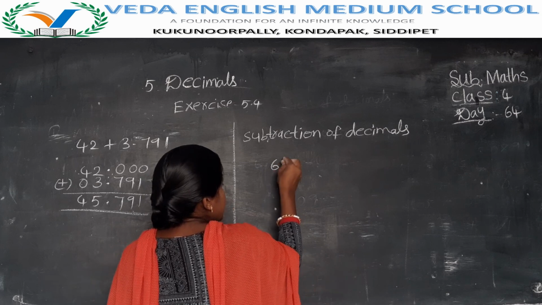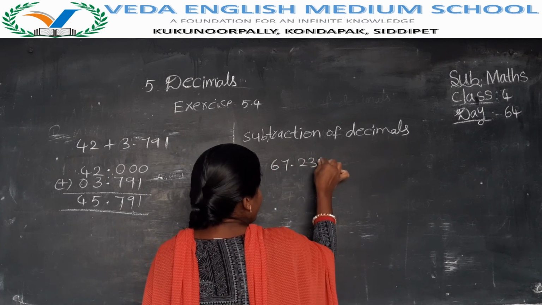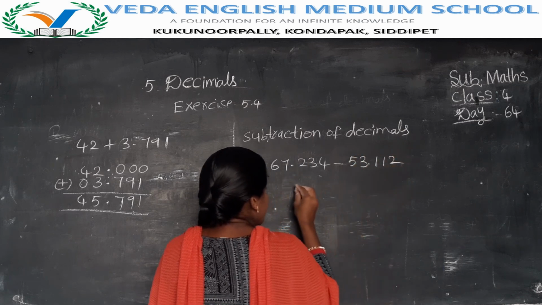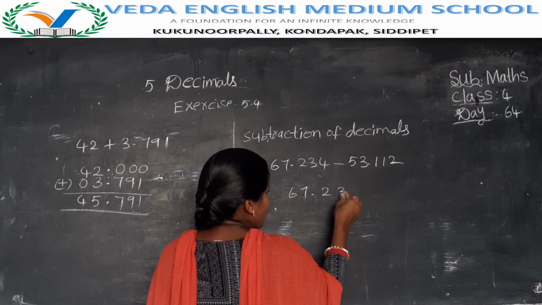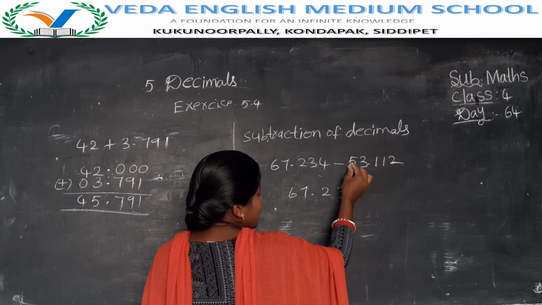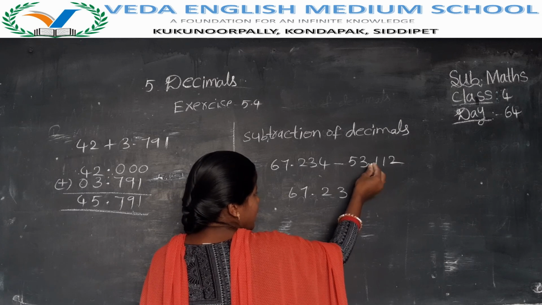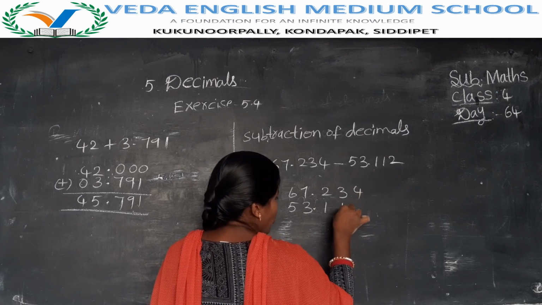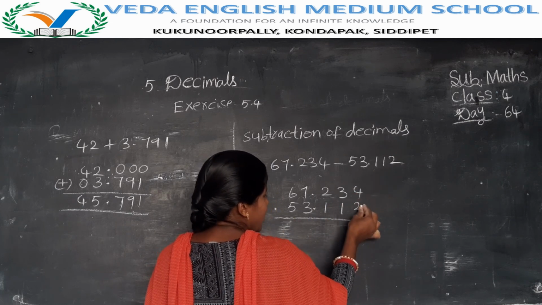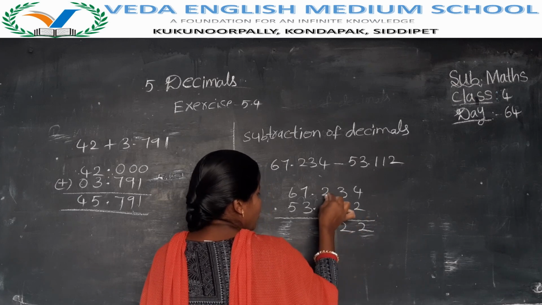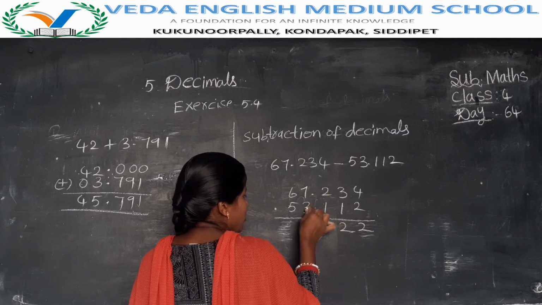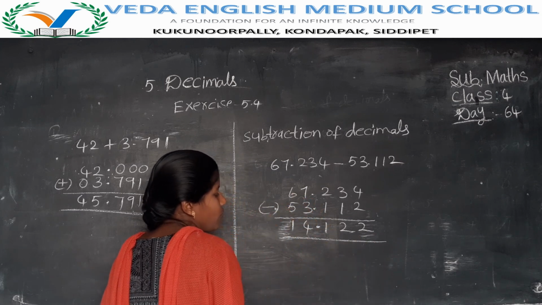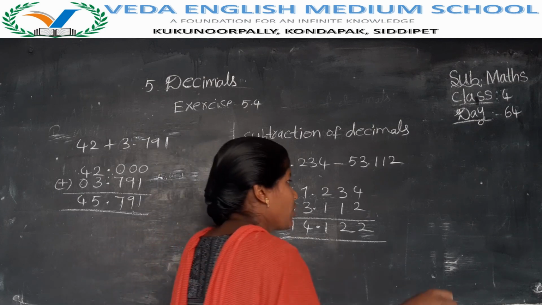Here I have the question: 67.234 minus 53.112. 53 is a whole number. What do you have in the whole number part, in the ones place? 3, tens place 5, decimal point, then the first decimal digit 1, 1, 2. Then 4 minus 2 is 2, 3 minus 1 is 2, 2 minus 1 is 1, decimal point as it is, 7 minus 3 is 4, 6 minus 5 is 1. So the answer is 14.122. Understand?